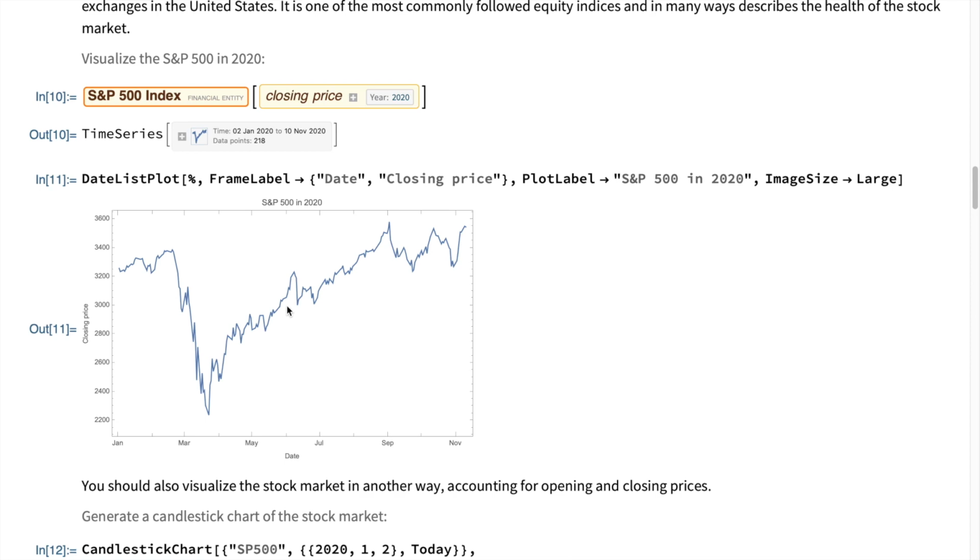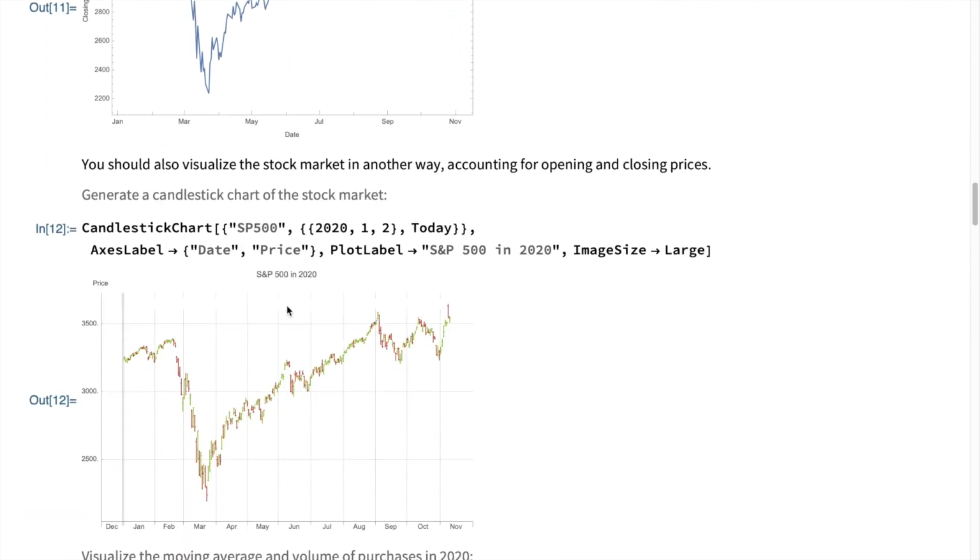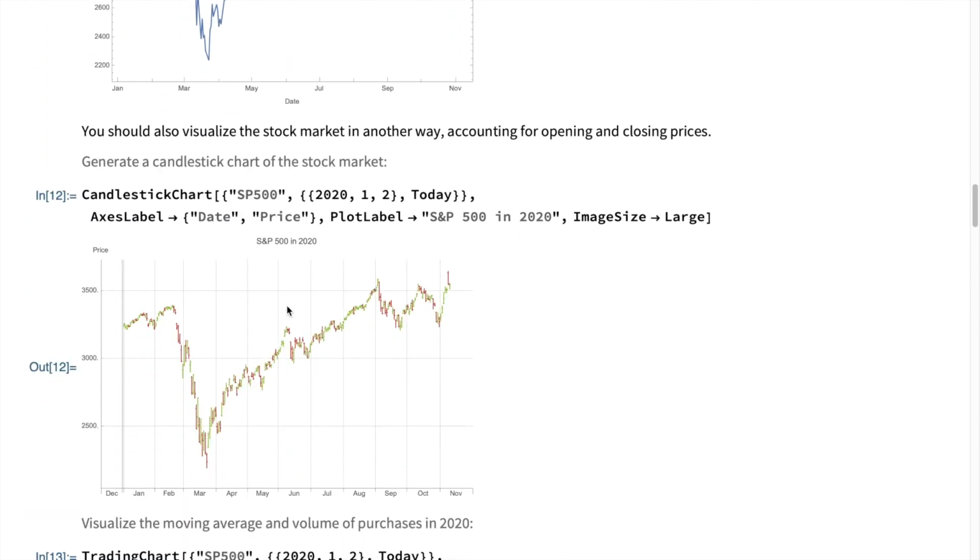What we can also do is visualize this through a candlestick chart, which accounts for both opening and closing prices. Calling the SP 500 data directly inside it and setting the range as between January 2nd and today, we see a much more detailed picture of the evolution of the S&P.